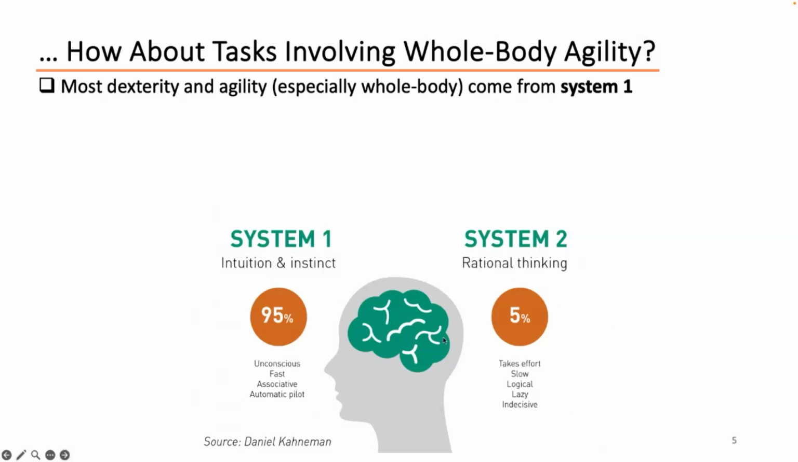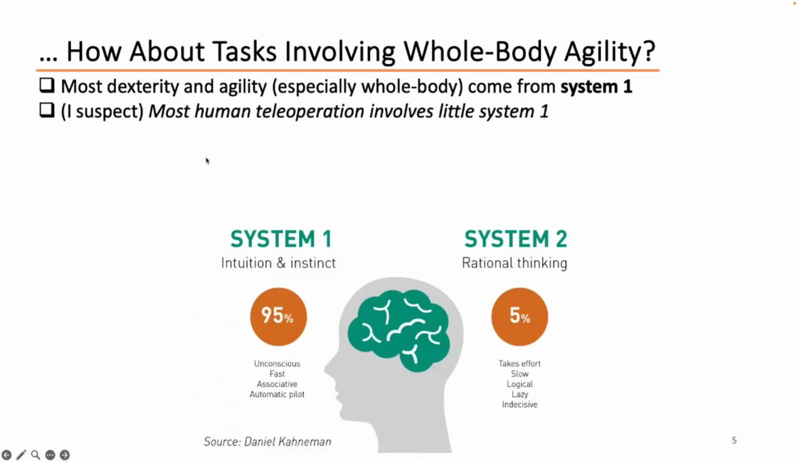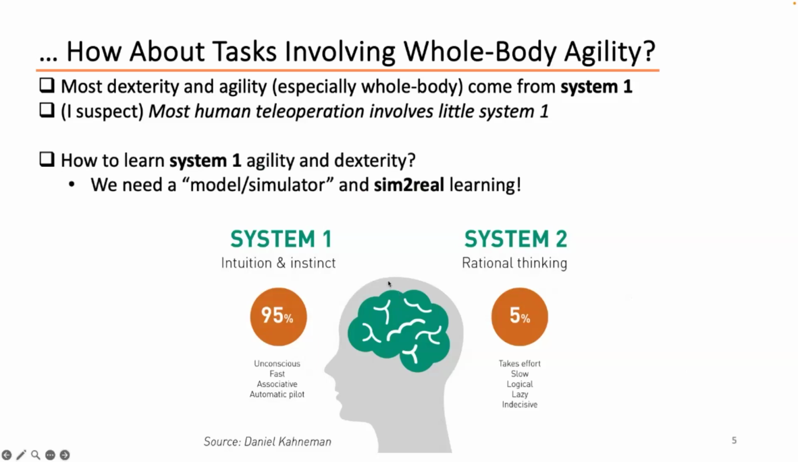Our agility, our dexterity. However, most dexterity and agility, especially when it comes to the whole body, come from System 1. And I suspect most human teleoperation involves little or zero System 1, because when you teleoperate a robot, by definition, you're using rational thinking to control the robot. It's very hard to map your dexterity directly to robot dexterity, right? So here comes the question: how do we actually learn System 1 agility and dexterity?